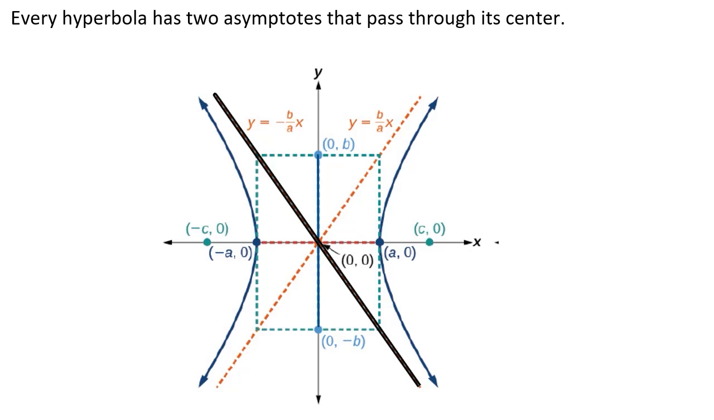Every hyperbola has two asymptotes that pass through its center. The two branches of the hyperbola approach the asymptotes, eventually becoming vanishingly close.